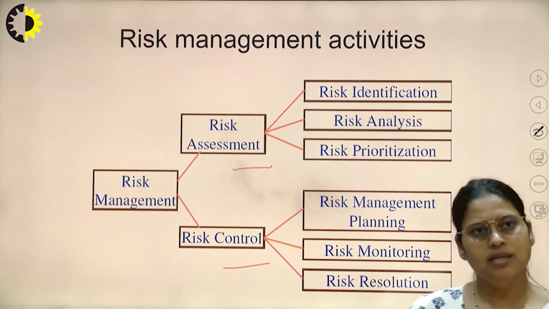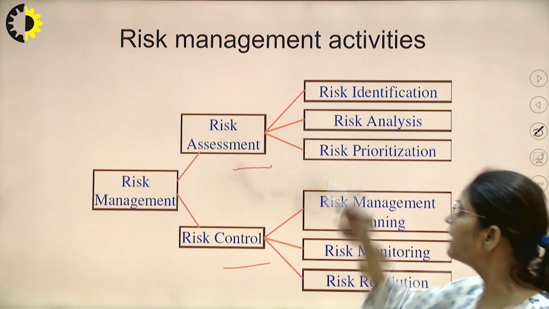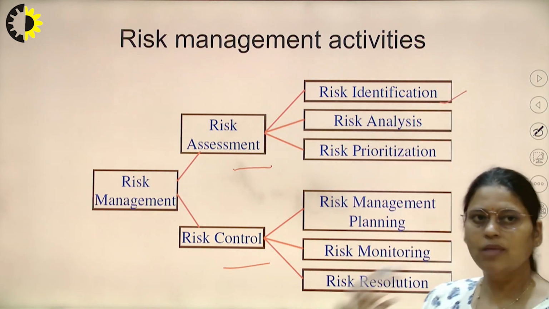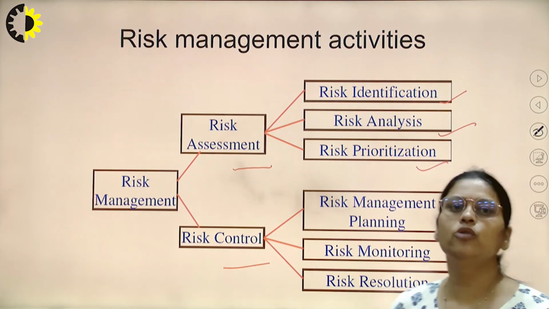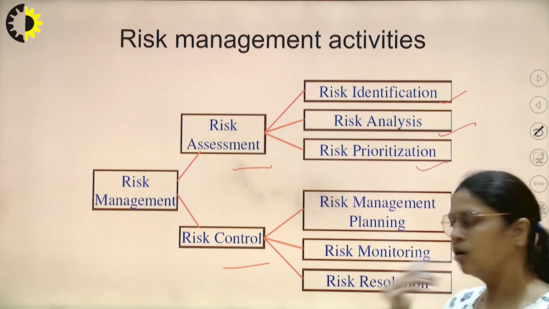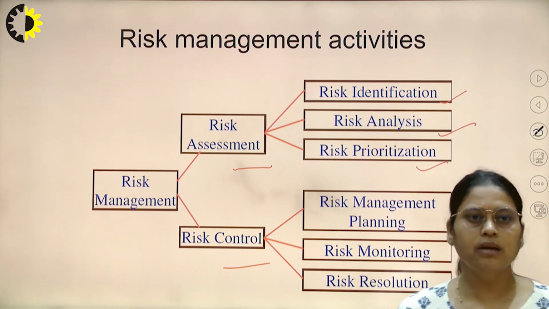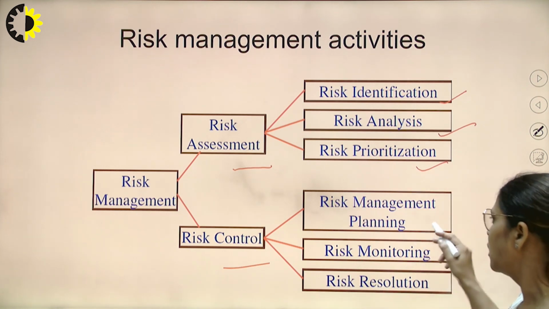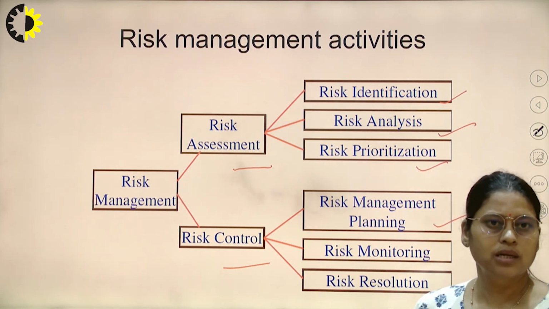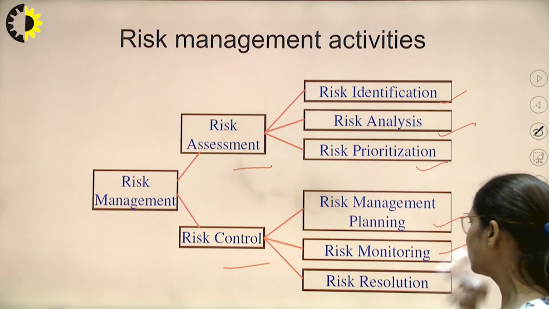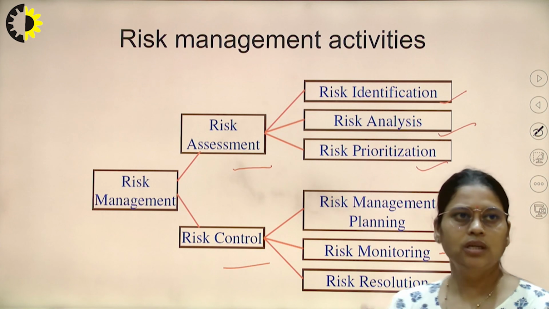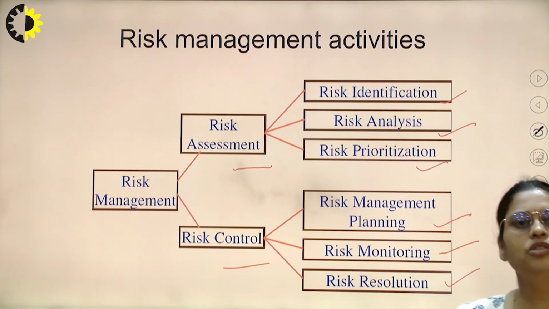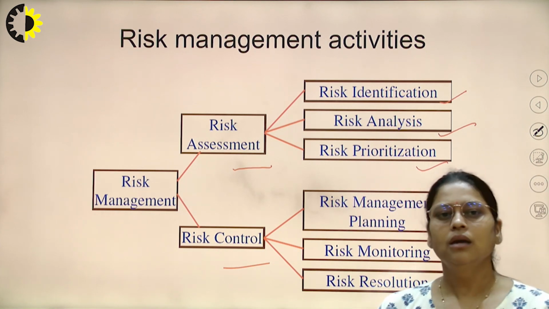In the risk assessment process, we have to identify the category of risk which we have already discussed. Then we have to analyze and give priority to the risk. Then the second step is how we can control the risk. In this process, we have to do some planning about the risk management, then risk monitoring and risk resolution. So these are some risk management activities which we have to consider during risk management.